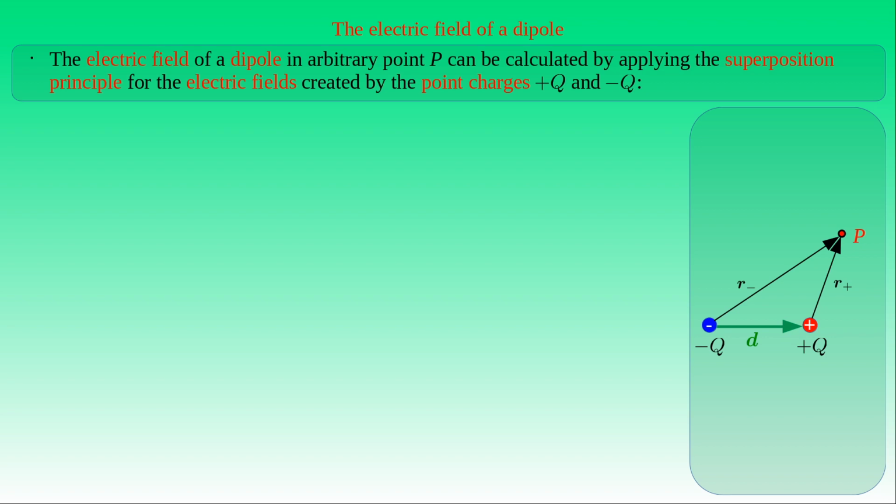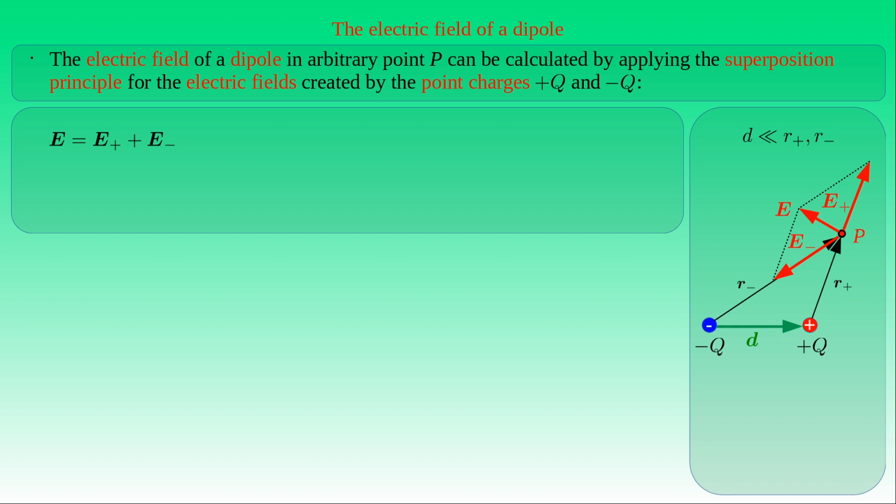That is, the length of the vector d is much smaller than the lengths of the vectors r sub plus and r sub minus. If we apply the principle of superposition for the electric fields E sub plus and E sub minus created by the point charges plus q and minus q, we can write that the electric field E around the dipole is equal to the vector sum of E sub plus and E sub minus.